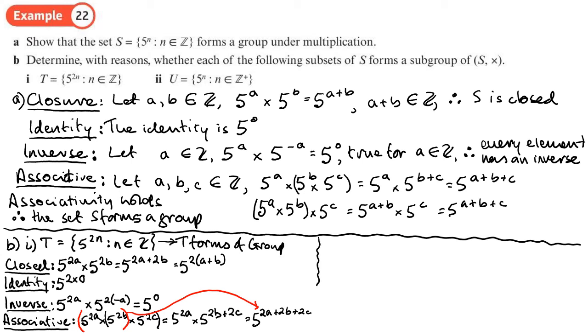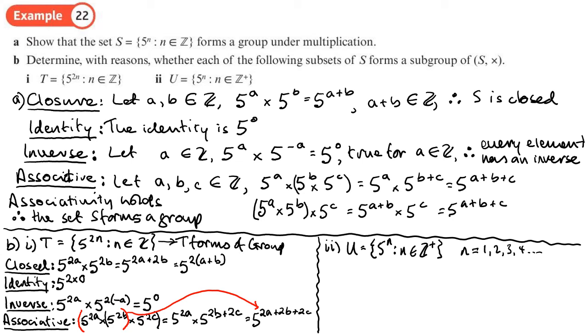Right, so now let's look at U. And U is 5 to the power n, but this time n is a positive integer. Now what that means is n is going to be not 0 but 1, 2, 3, 4 and so on.